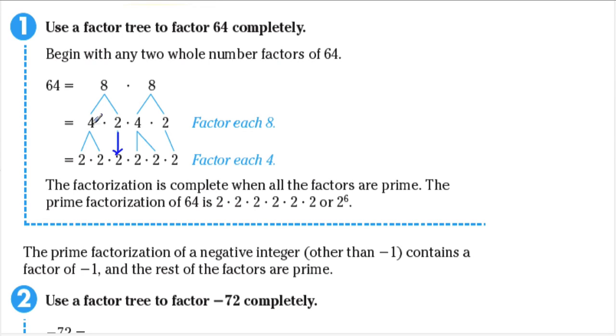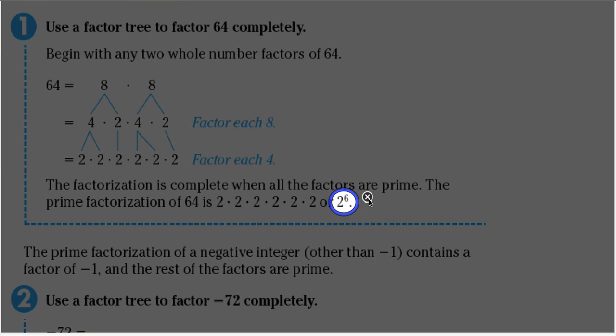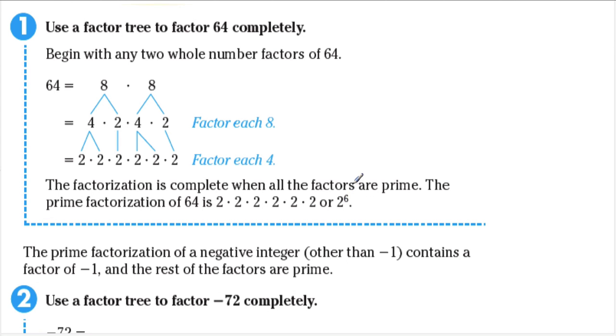But we know that 4 is not prime, so we continue factoring: 2 times 2. We end up with 2 times 2 times 2. And since 2 is prime, we stop factoring, and we do the same for the other 8. So we now have 1, 2, 3, 4, 5, 6 twos, so 2 is being used as a factor 6 times. So 64's prime factorization is 2 times 2 times 2 times 2 times 2 times 2, or 2 to the 6th power. So the prime factorization of 64 is 2 to the 6th power.